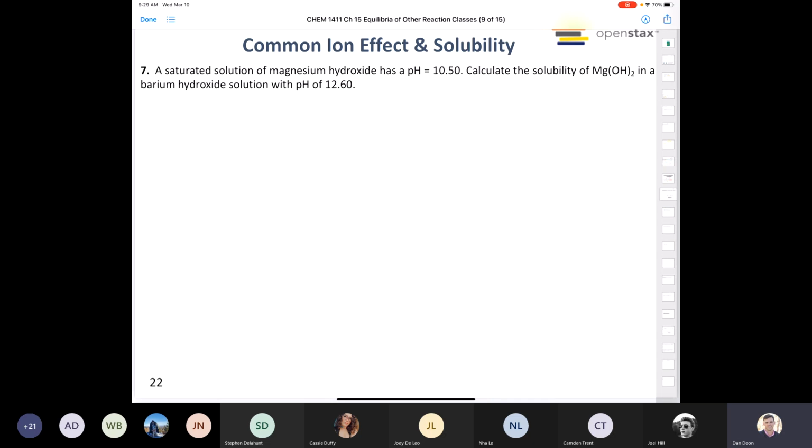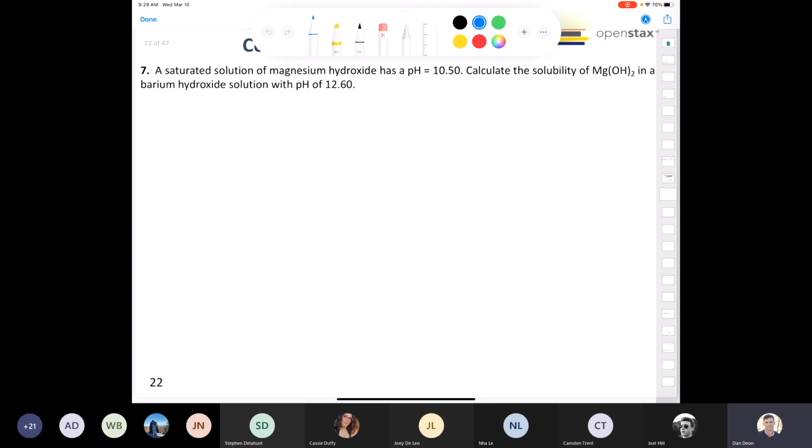So let's start with the first part. The first part tells us that in our saturated solution, which is going to be related to our KSP, KSP is for a saturated solution of magnesium hydroxide. We've got a pH of 10.50. So that means when you take your magnesium hydroxide, which is a solid, it's going to be in equilibrium with magnesium cations and 2 hydroxide ions.